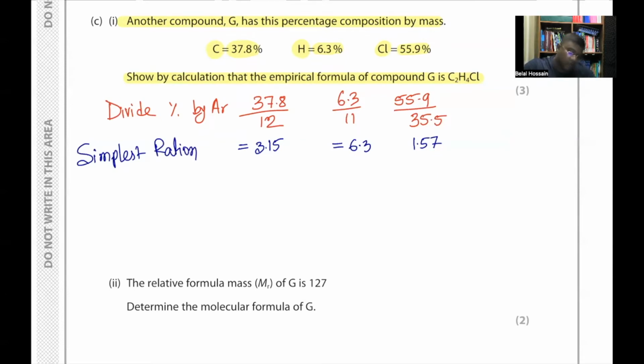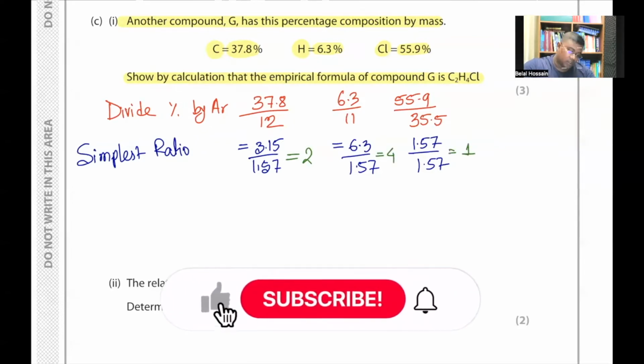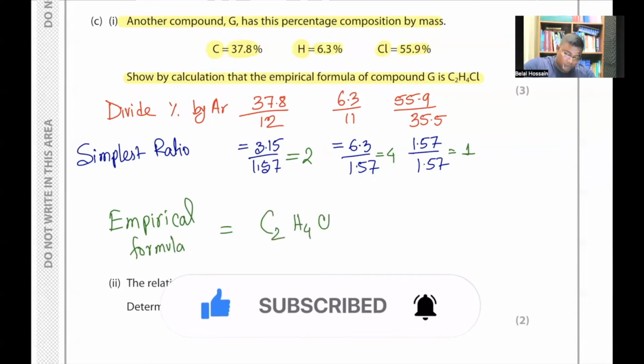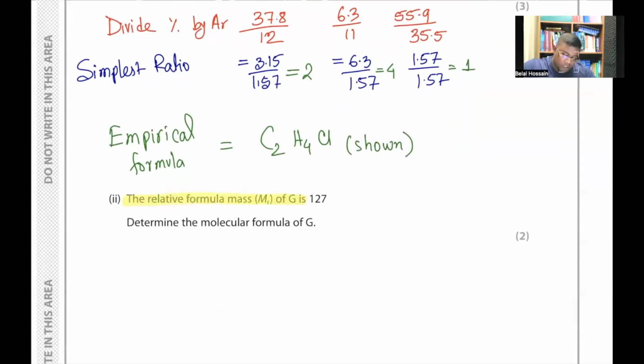The smallest number in all of this is 1.57. So we're going to divide by 1.57. That gives us an answer of 2, 4, and 1. So the empirical formula is C2H4Cl. They asked us to show it, so it's shown. The relative formula mass of G is 127. Determine the molecular formula of G.